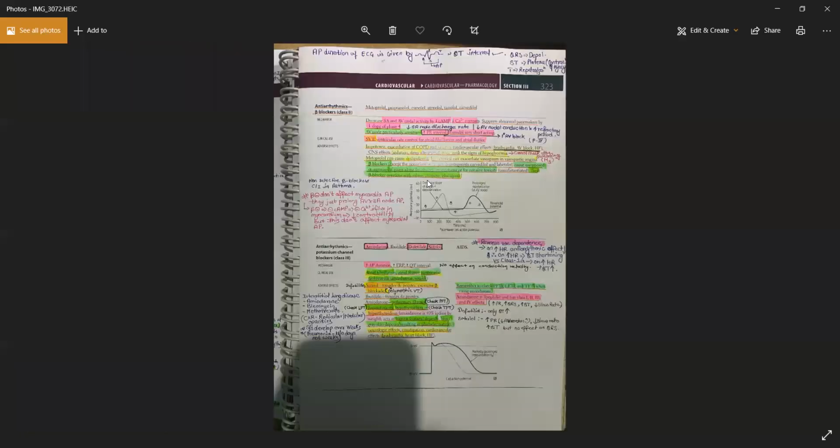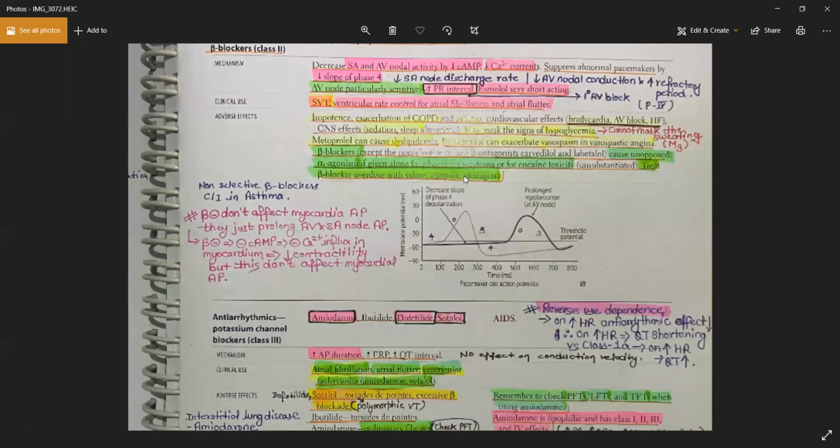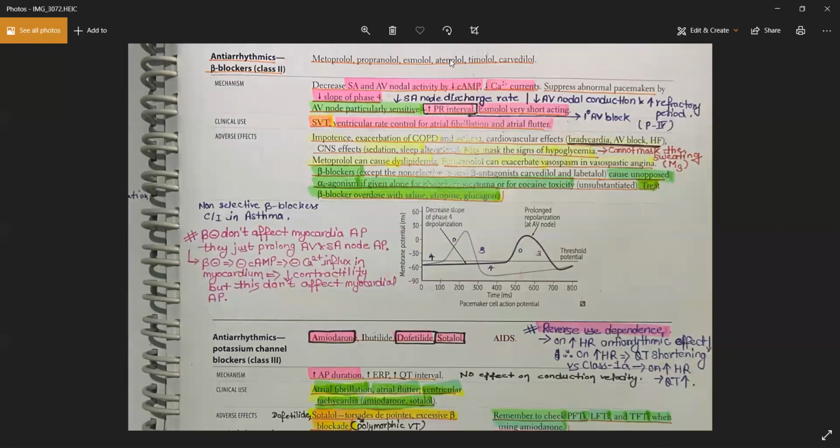Then comes the class 2 antiarrhythmic agents, the beta blockers. We have discussed them already. They reduce cyclic AMP, they reduce the calcium currents, and as a result, contractility is lost. They also prolong phase 4 of the depolarization. How do they do that? Anyone remember what kind of channels are activated in phase 4?